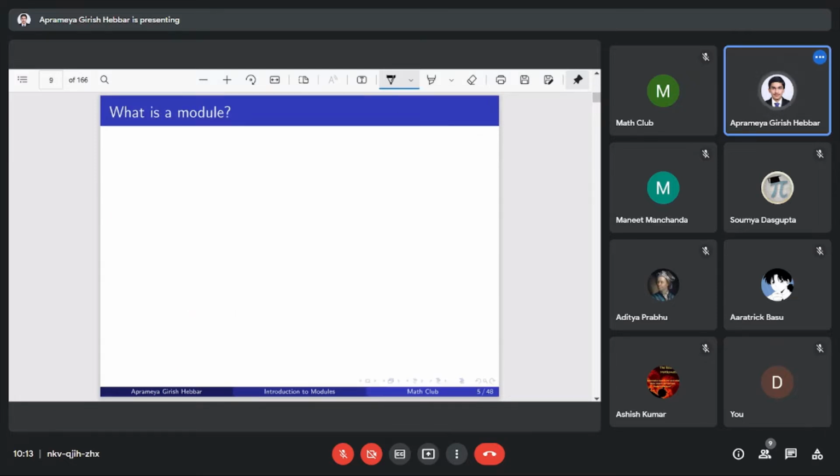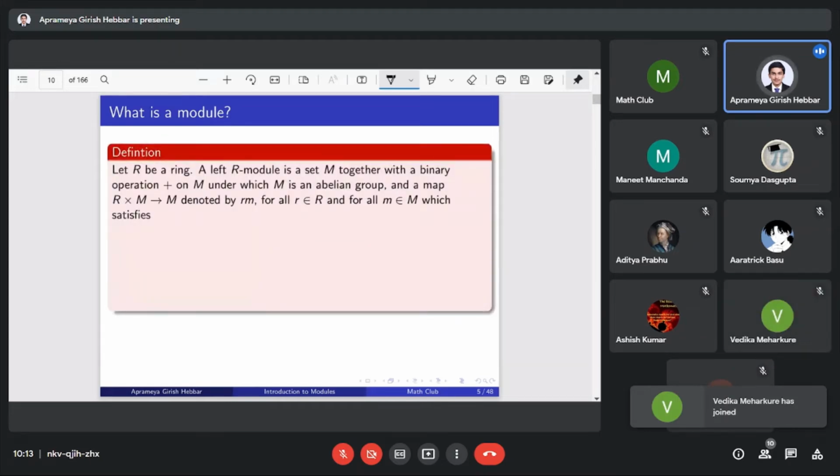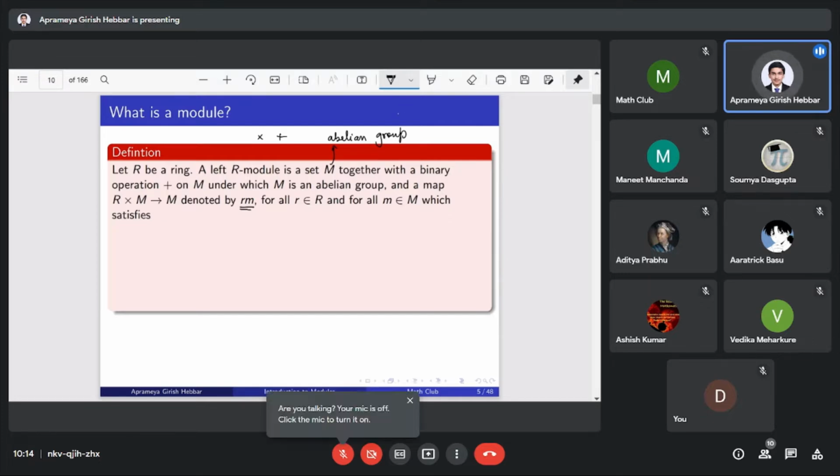So let's begin. What is a module? Let R be a ring. A left R module is a set M together with a binary operation plus on M, under which M is an abelian group. So basically M is an abelian group. And a map R cross M to M denoted by rm. This is basically the scalar multiplication. So we already have two operations here. One is scalar multiplication between the ring and the module, which is just an abelian group in the beginning, and the other is addition between the module elements.